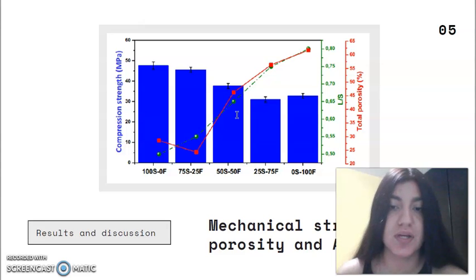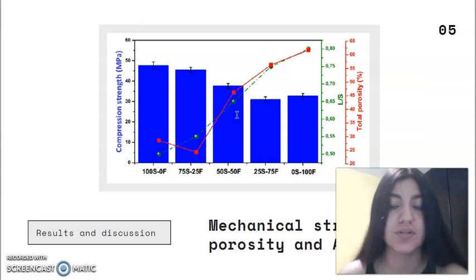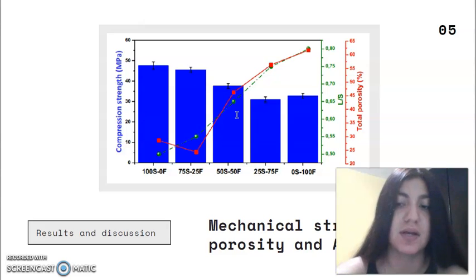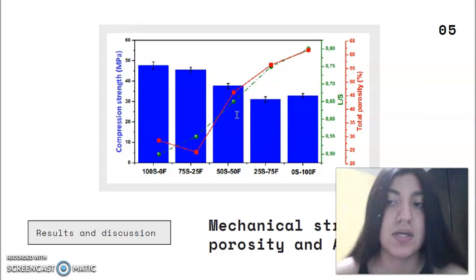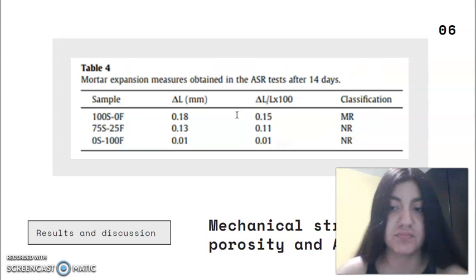Results and discussion: mechanical strength after the ISR test. The figure shows the results obtained by compression test for each composition and the reference mortar sample. 100S 0F was the one that showed the best mechanical behavior in this test. Based on the mechanical results obtained, it was decided to focus the functional analysis only on the registered specimens of these compositions.